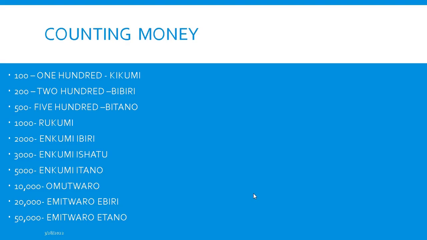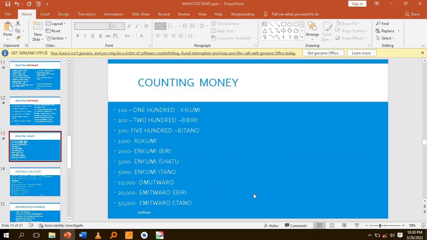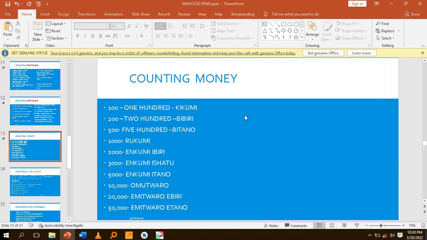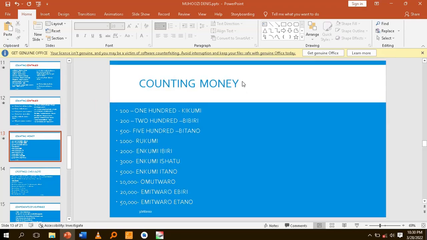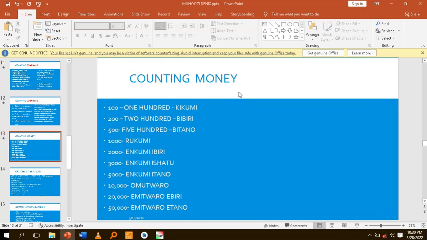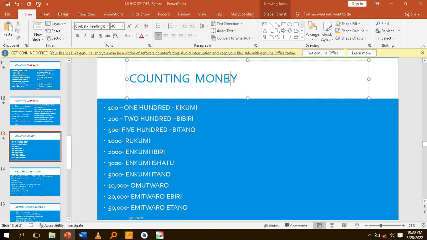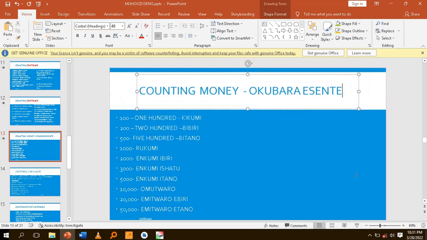Counting in Runyankole is called okubara. Like here, counting money: okubara esente. Let me write it for you. Counting money is written as okubara esente. That is counting money. Counting alone is okubara.